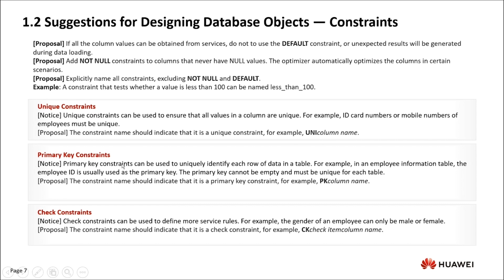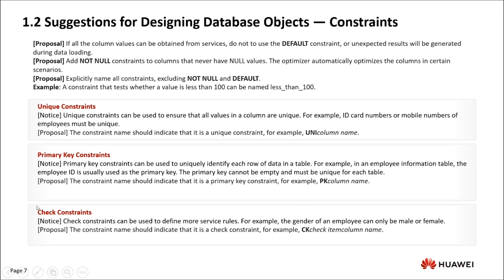And for primary key constraints, it can be used to uniquely identify each row of data in a table. For example, in an employee information table, the employee ID is usually used as the primary key. And for this constraint, we can name it like PK and with a column name.